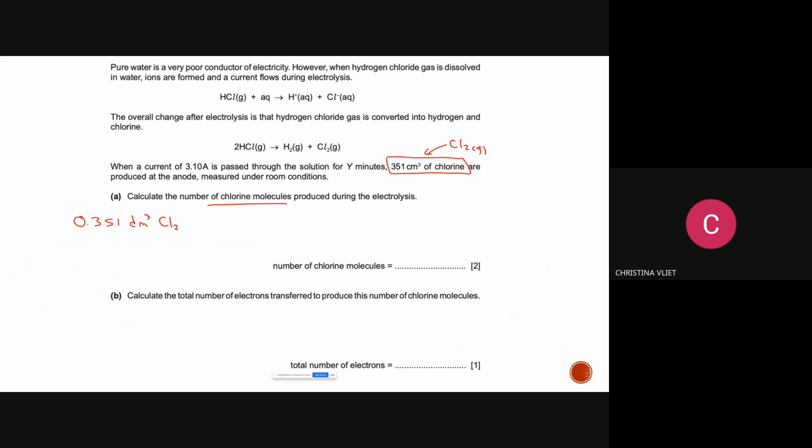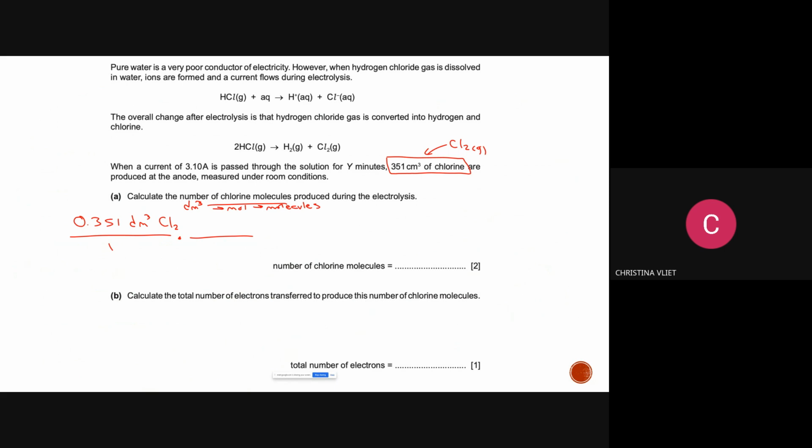What's the first thing I should do? I should change dm cubed to moles. And then once I've got it in moles, I'm going to change moles to molecules. So I've got a 2-step path here. So how do I change dm cubed to moles? What do I use?